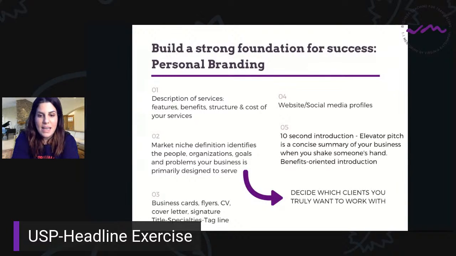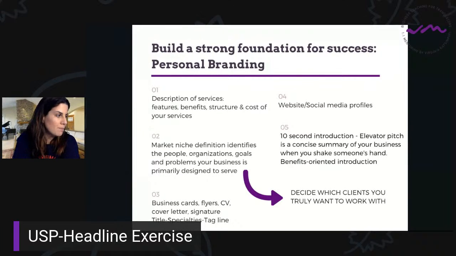Fifth, this is the 10-second introduction. You most probably have heard it called an elevator pitch. And why do we call it an elevator pitch? Because it is a sentence that you use to introduce yourself in 10 or 15 seconds, as if you meet someone in an elevator. So what is that? It is a concise summary of your business when you shake someone's hand. It should be a benefits-oriented introduction.